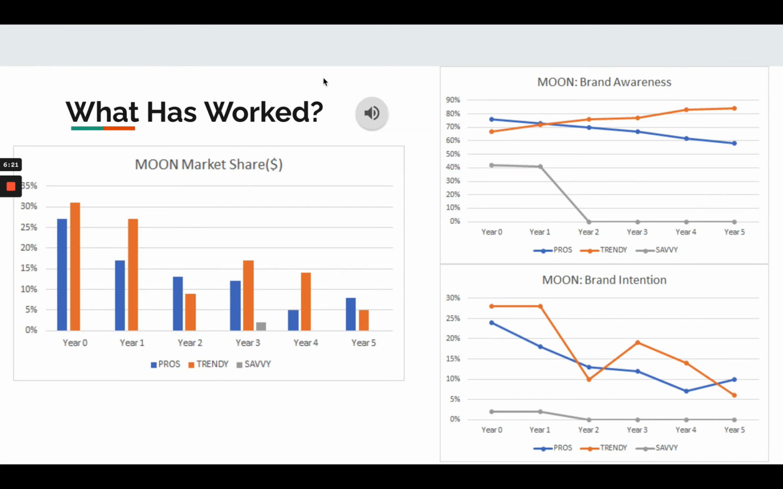As you can see, for Moon, our target populations are pros and 20s, but the main target population is 20s, so we made some changes so that the performance is very close to the 20s' needs. So the brand awareness increased during these 5 years.